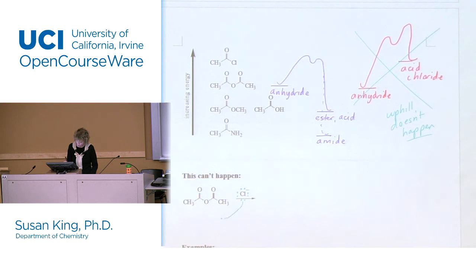So chloride's going to attack one of the two carbonyls of the anhydride. Does not matter which. I will always have a symmetrical anhydride, so you don't have to decide which carbonyl to attack. All right, and now we're going to draw our tetrahedral intermediate.